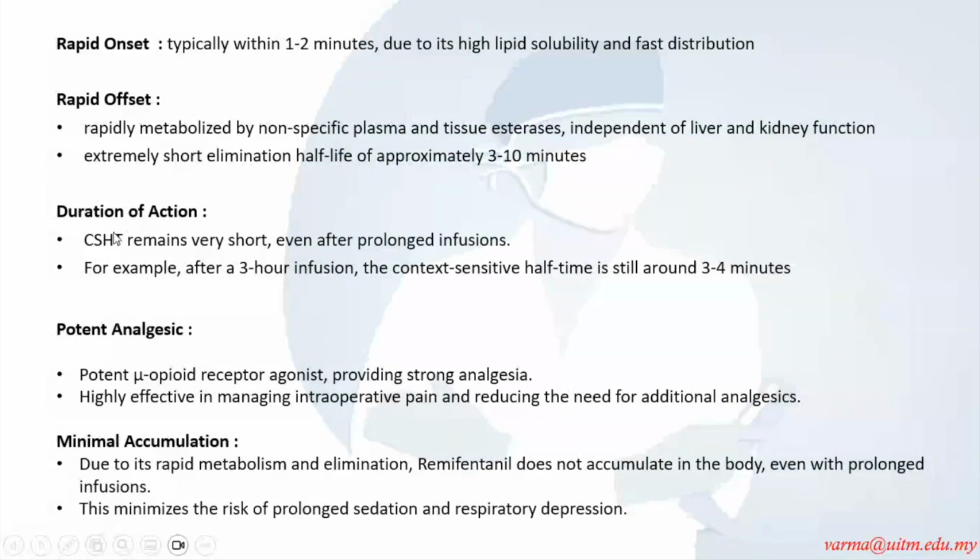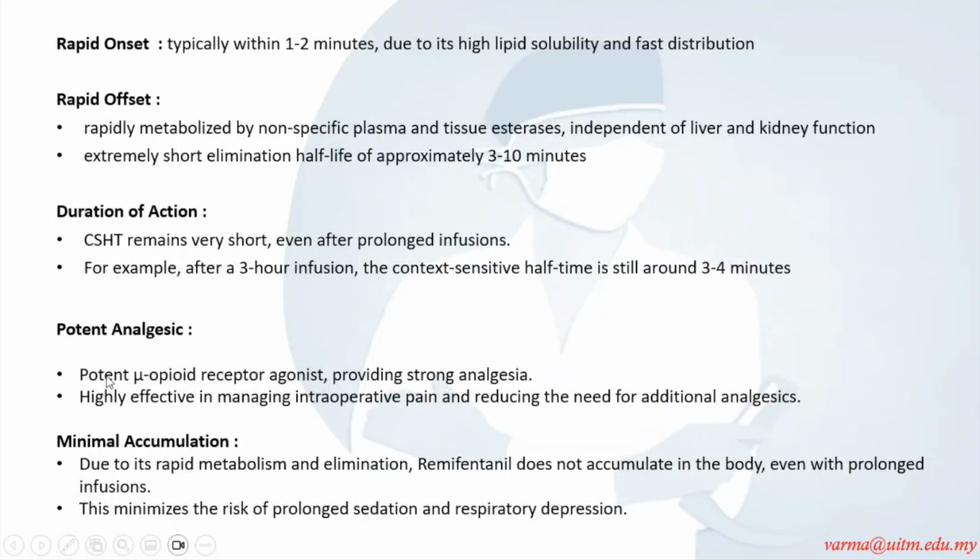Duration of action: the context-sensitive half-time remains very short even after prolonged infusion because, again going back to this, the ester hydrolysis. For example, after a 3-hour infusion, the context-sensitive half-time is 3 to 4 minutes. I think after 8 hours, it's still just 8 minutes, as will come into the graph.